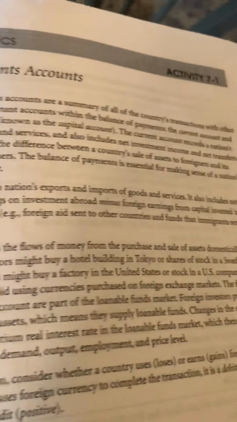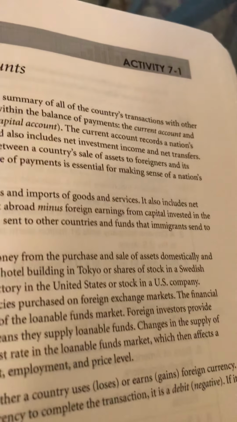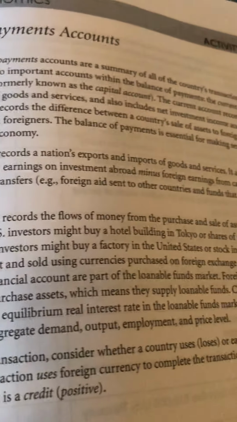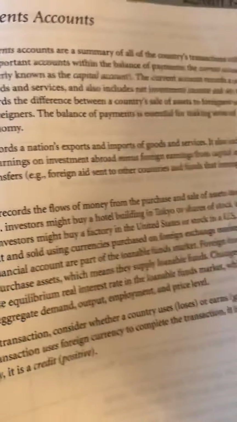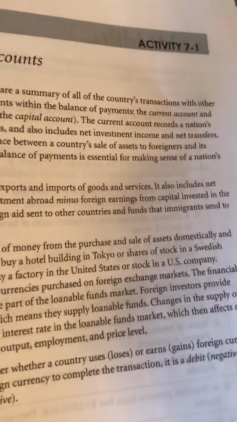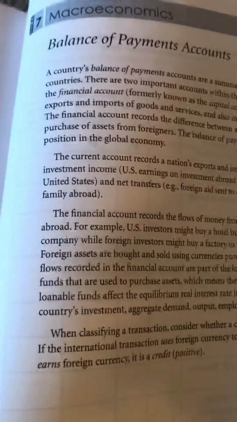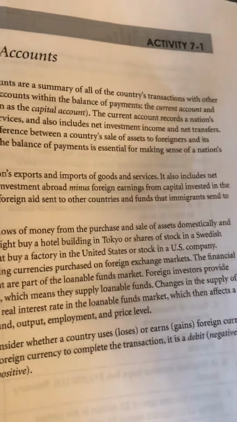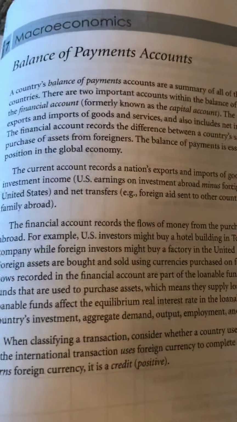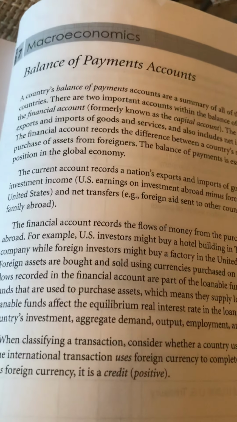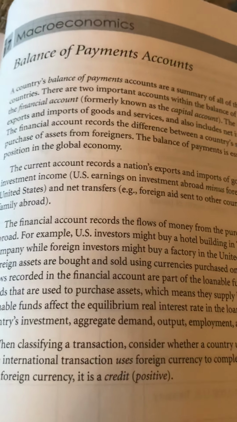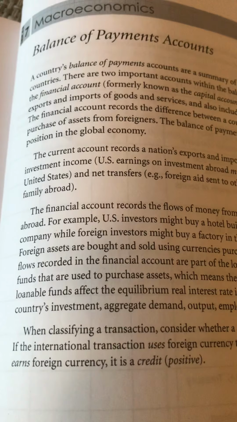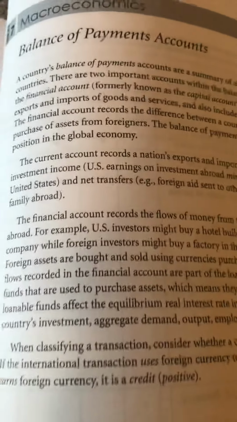Instead, it shows the flow of money that purchases the sale of assets domestically and abroad. For example, investors buying a hotel, which is real estate that doesn't flow across borders, a building in Tokyo, or shares in a Swedish company, or foreign investors buying a factory in the United States or stock in a U.S. company. So it's important to see that the current account is more exports and imports that flow across borders, whereas the financial account is more real estate and capital that doesn't flow across borders.